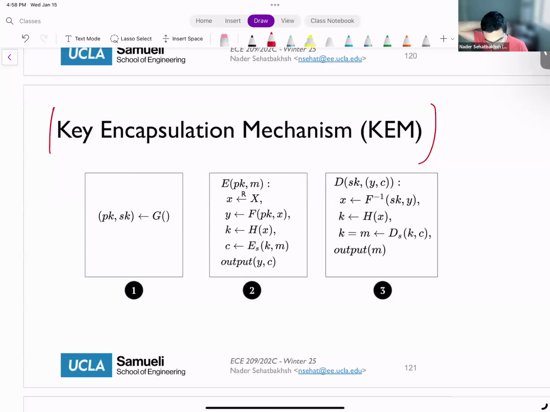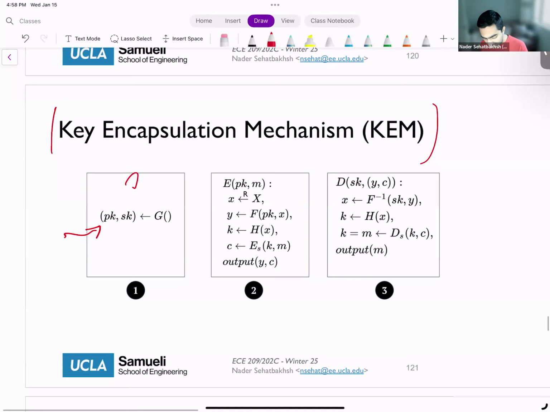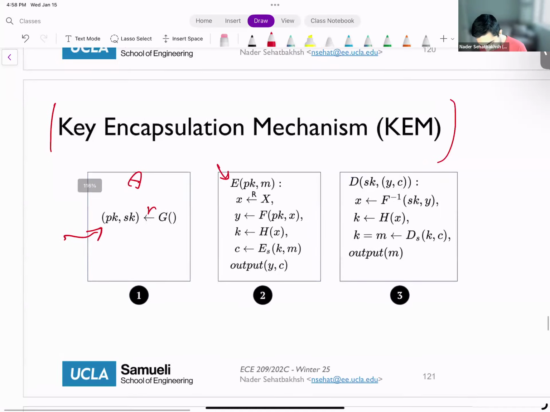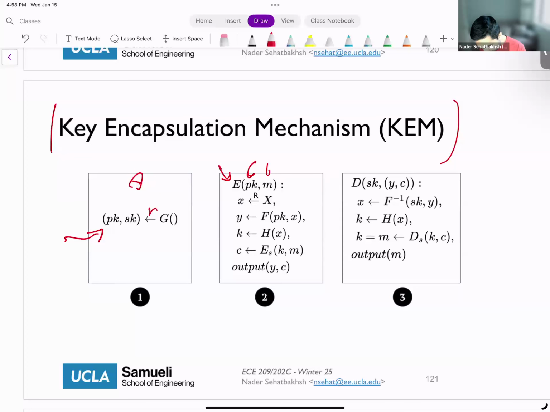Okay. So the first step, if you remember, for any asymmetric scheme, the first thing we need to do is generating the key pair of secret and public. And as I said, this is done by Alice, the receiver. And as I said, this is a probabilistic function, which means that if I run G multiple times, I'm going to get different keys. Okay. Then my encryption mechanism looks like this. So I have PK and M.